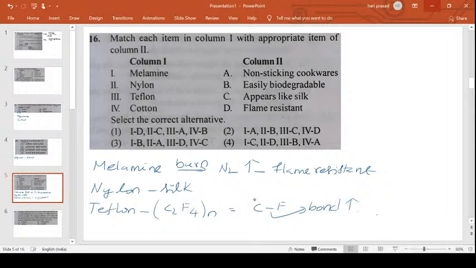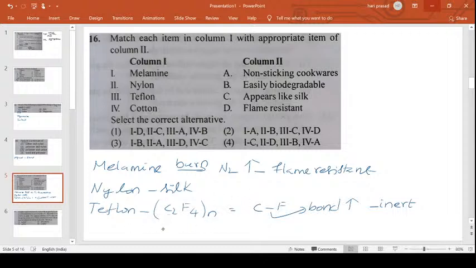And this Teflon is inert at cooking temperature. And also it is not sticking with water. Therefore, we can say it is used for non-sticking cookware. For preparing non-sticking cookware, this coating will be given in the cookware. Then it becomes non-sticking cookware, we can say.